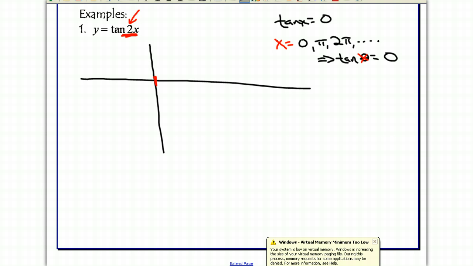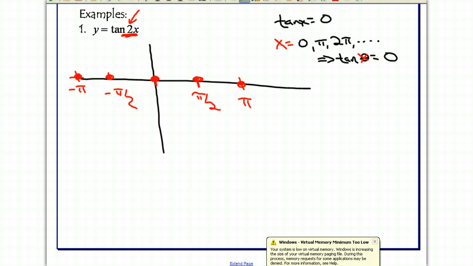So I still have 0. Instead of pi, I divide it by 2. I'll call that pi halves. Instead of 2 pi, I'll divide it by 2. So let me erase that. And 2 pi divided by 2 is pi. And I know these will be the zeros of my graph, and they are coming over this way. I know it's a negative pi halves and a negative pi. So I've got my zeros.